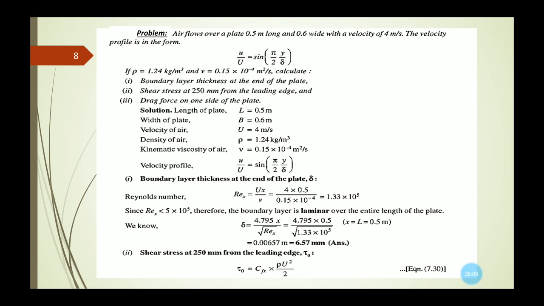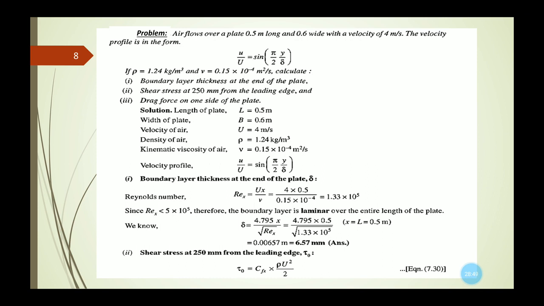To calculate the Reynolds number for this flat plate, we need to use the formula ux divided by nu. So u is the air velocity, which is 4 meter per second given here. x is the total length of the plate. We have considered the total length because we had to calculate the boundary layer thickness at the end of the plate. And nu, the kinematic viscosity, is given as 0.15 into 10 to the power minus 4. Putting all these values in the formula of the Reynolds number, we are getting the value as 1.33 into 10 to the power 5.